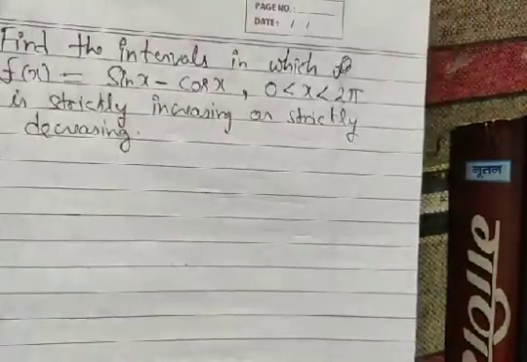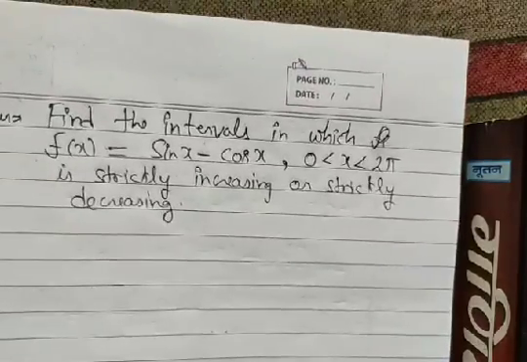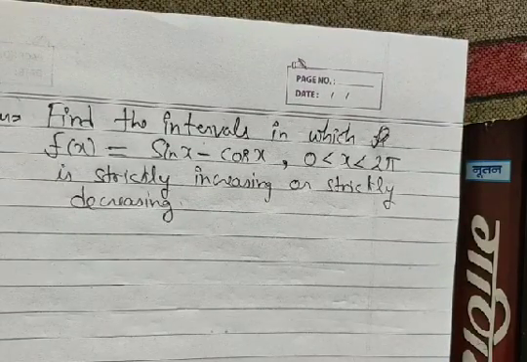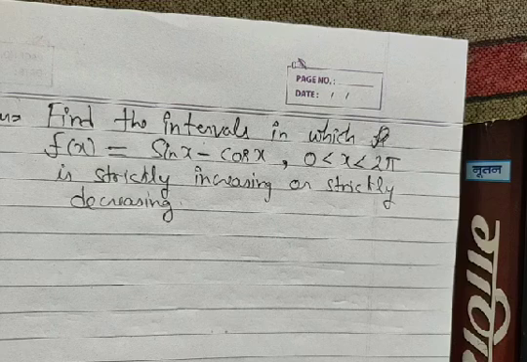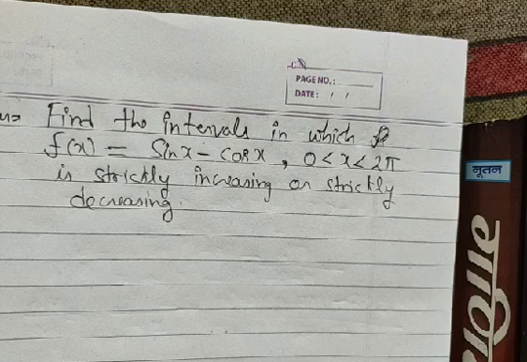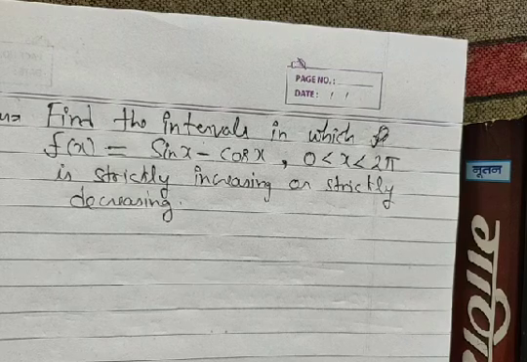Now we move to another problem. Next we have to find the intervals in which f x is given by sin x minus cos x, where x lies in the open interval 0 to 2 pi, is strictly increasing or strictly decreasing. There we have to find the intervals.